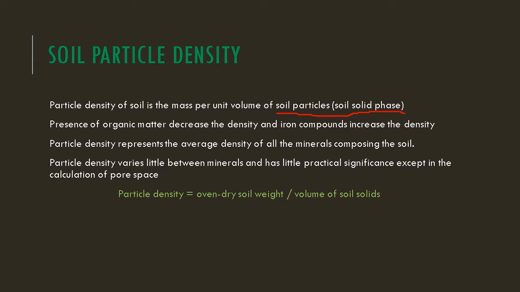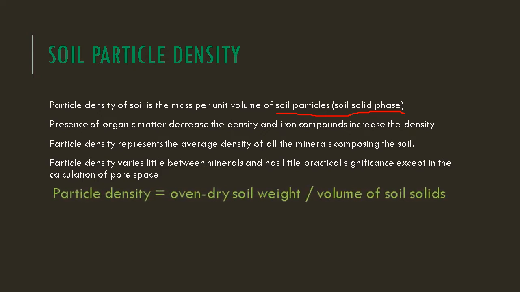Most soils, therefore, will have a soil particle density value of 2.65 grams per centimeter cube, because quartz, which is the dominant mineral in the soil, has a density of 2.65 grams per centimeter cube. Particle density, remember, varies little between minerals and has little practical significance, except when we will be calculating the pore space. And we are going to see how this particle density comes in when we are calculating the pore spaces.